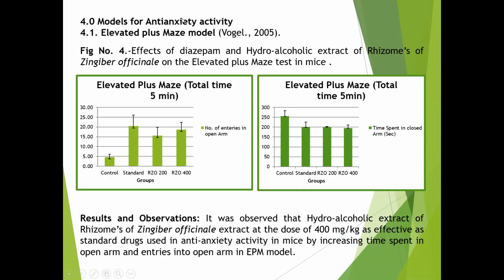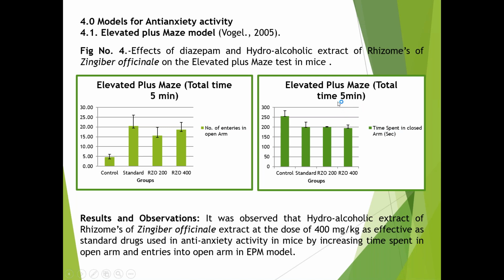Now we assess the elevated plus maze model, by reference to the Vogel book. This figure shows the number of entries in the open arm. This is the data of control, and this is standard. When we compare with the standard, diazepam, the 400 mg per kg dose of rhizome extract is somewhat less effective, but when compared with control, it shows an anti-anxiety effect.